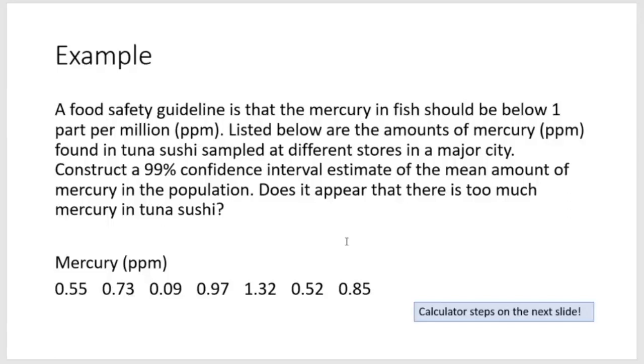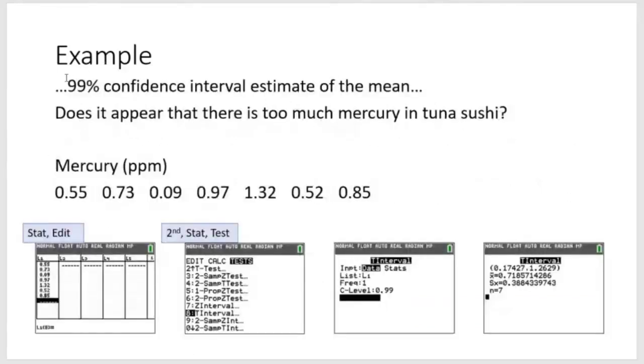Okay, one thing to point out here at the beginning is this time I am not given the X bar or S. I'm actually given the data. Okay, so we will need to enter the data. So I think I've got the problem a little bit just kind of carried over to the next page. We're supposed to do a 99% confidence interval. And does it appear there's too much mercury? Now, this is the listing that was on that previous page of the mercuries from the tuna sushi they sampled. I have entered those values in a list.